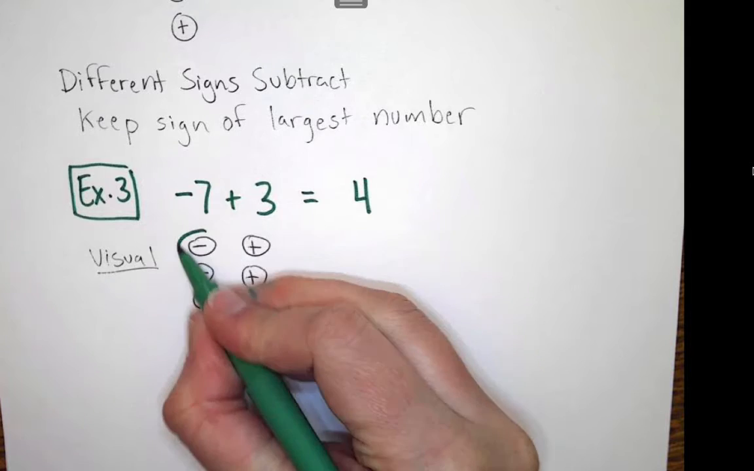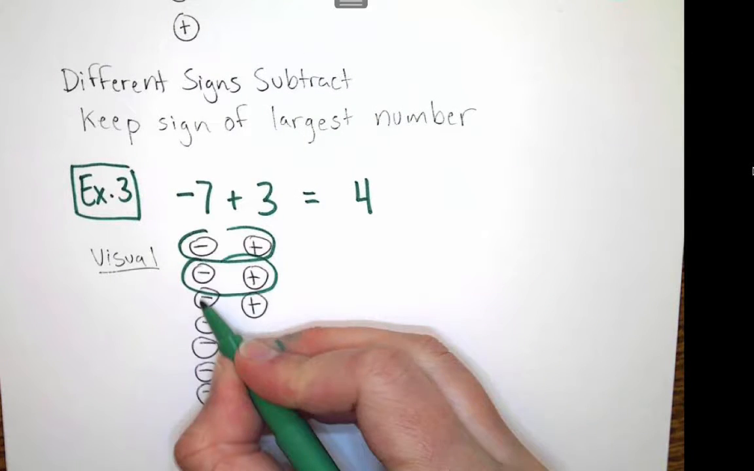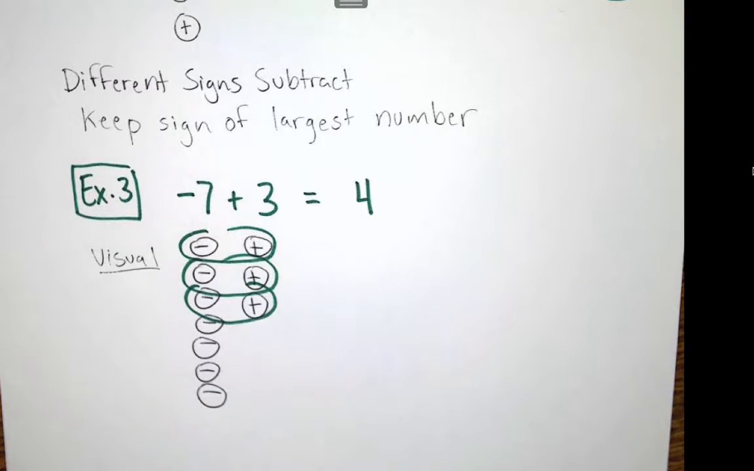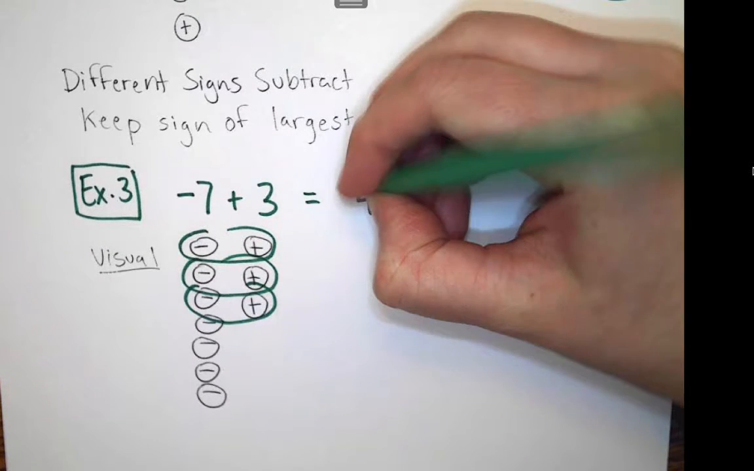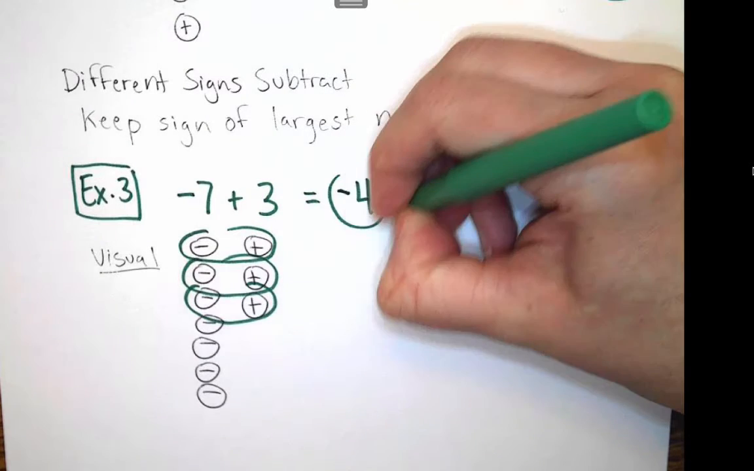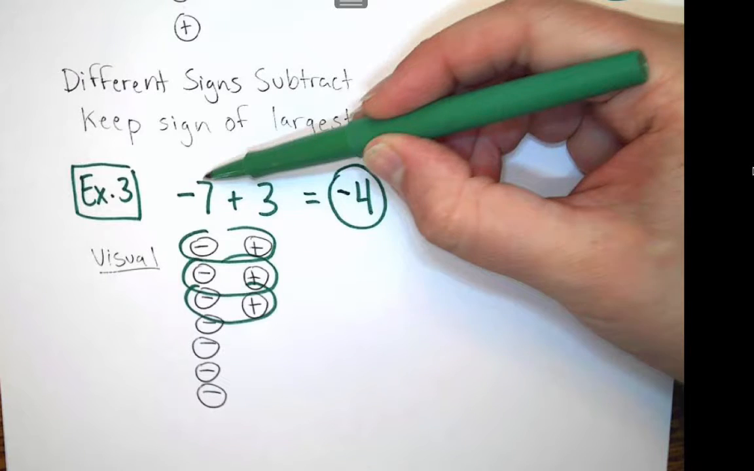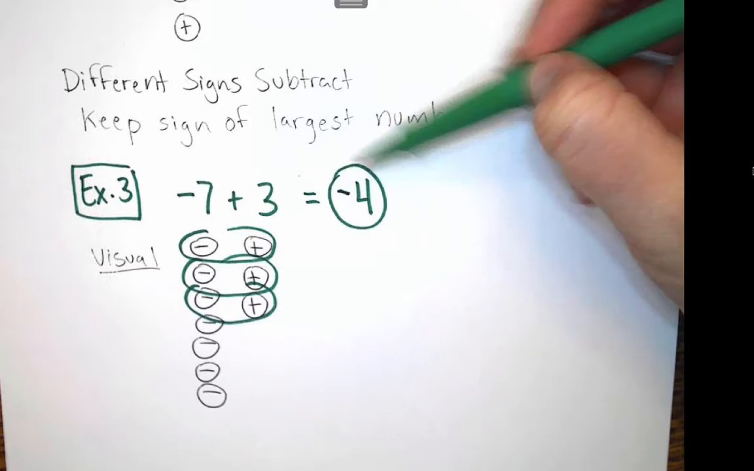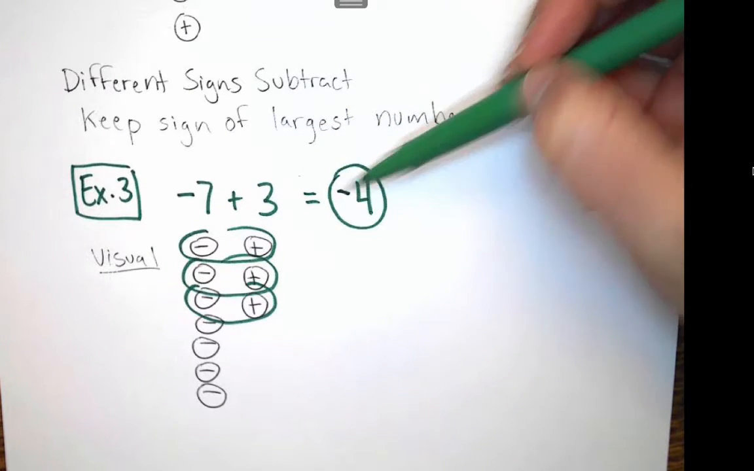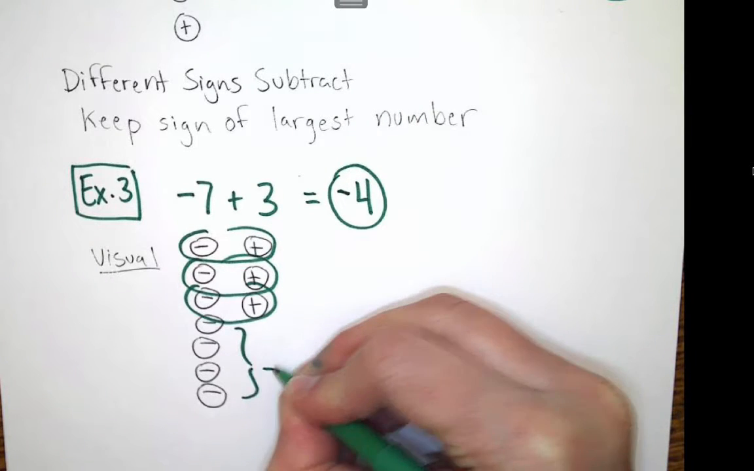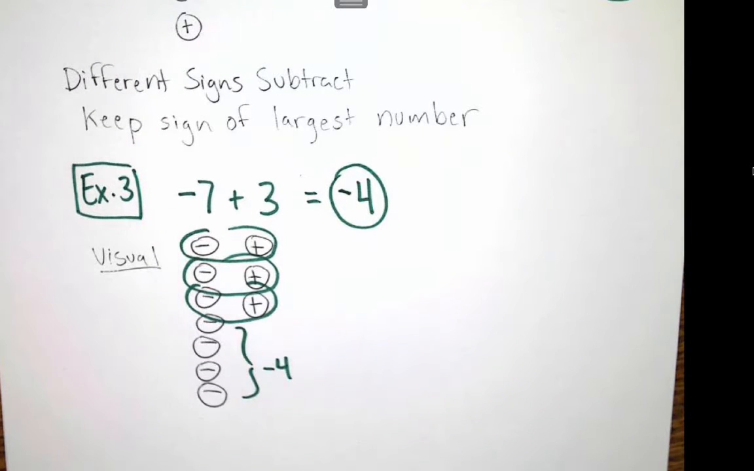They're here, 1, 2, 3 of them. And you can definitely see the 4 that are left. But what are the 4? They're 4 negatives. So my answer here needed to be a negative 4. 7's a larger number than 3. There's more of the 7's than there are the 3's. So my answer needs to be negative because I have negative numbers left over. Right here is negative 4. So, different signs subtract, but you have to keep the sign of the largest number.